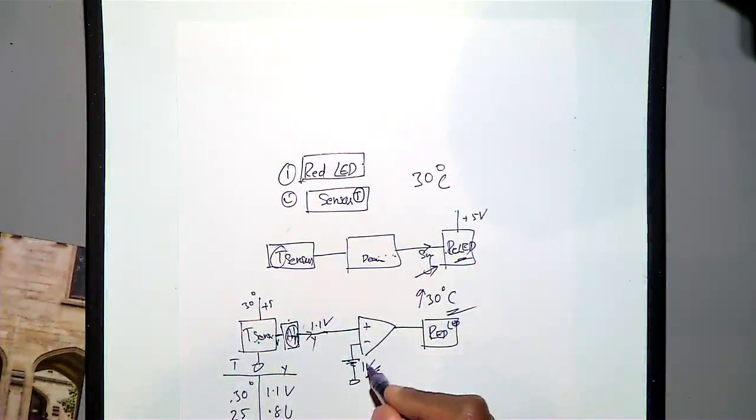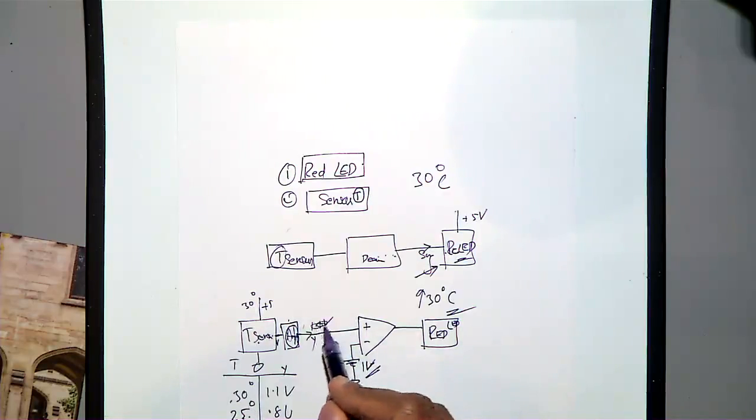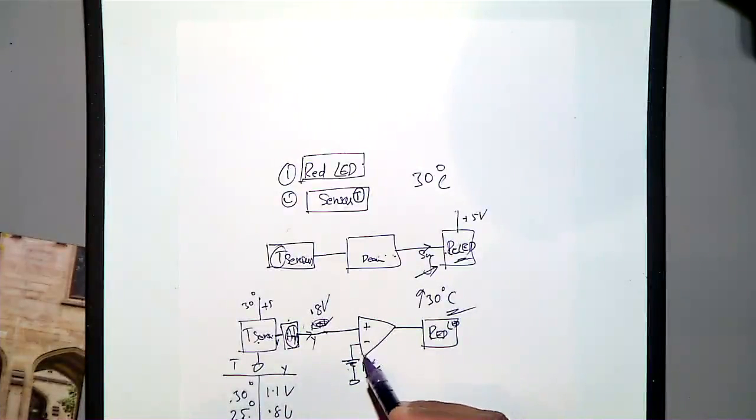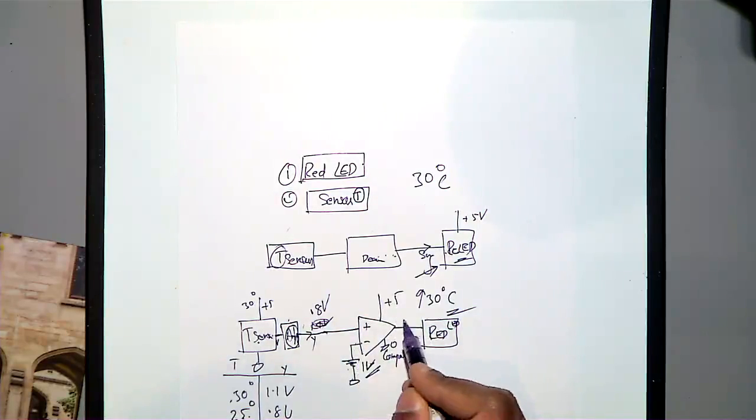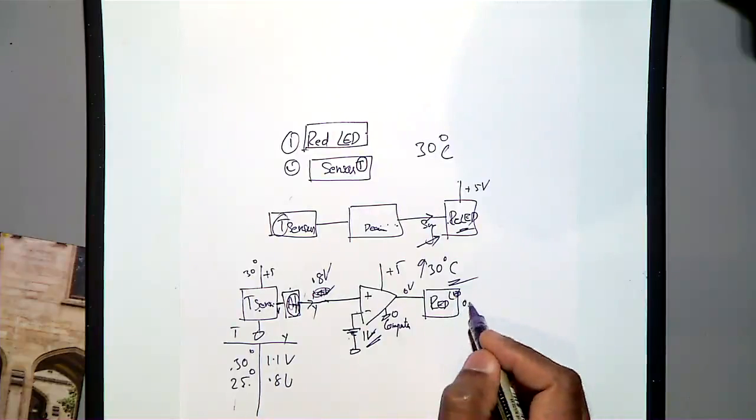Then you will say, okay, I'll put 1 volt here in the comparator. When it is 25 degrees centigrade, this will become 0.8 volt. In that case, what will happen is your positive is 0.8, excuse me, negative is 1 volt. This is a comparator, and if this is grounded, and then if it is 5 volt, when the negative is more, this will be 0 volt. So when the temperature is less than 30, at 25 degrees, this is off.